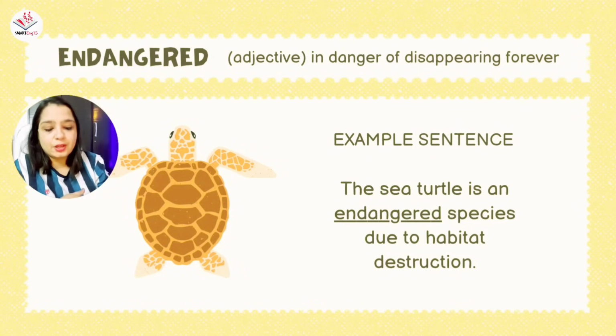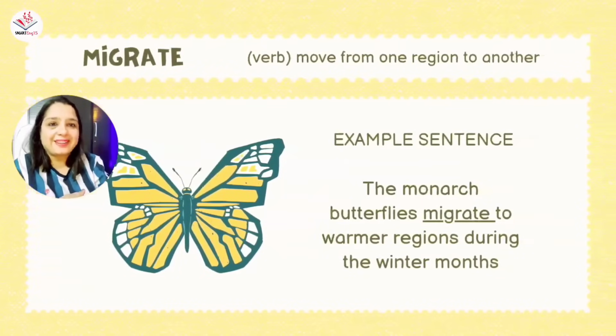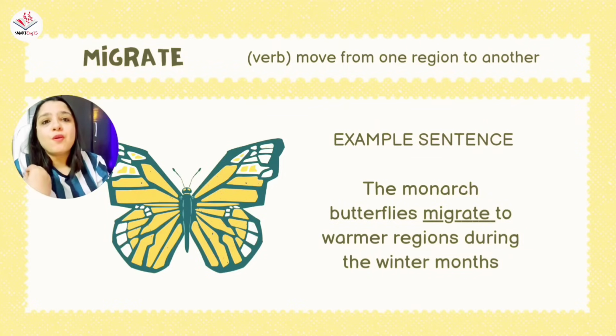All right. So let's move to the next word, and that is migrate. Migrate is a verb and it means to move from one region to another region. And I believe we all know about this word. एक रीजन से दूसरे रीजन में मूव होना माइग्रेशन होता है, whether it's about animal or it's about birds.